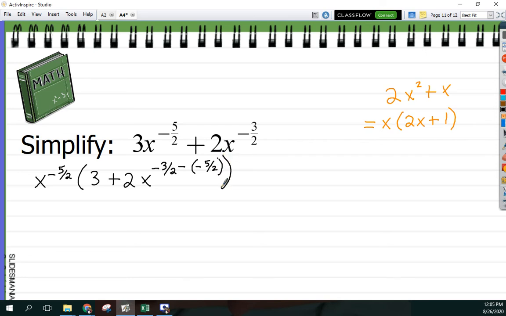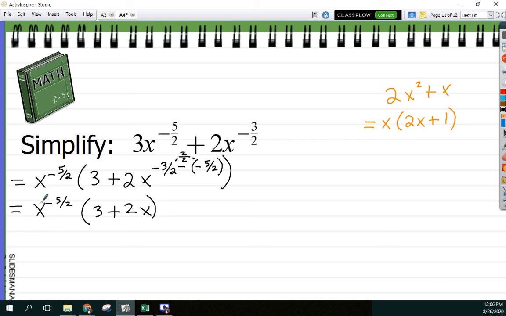But looking at that, notice negative 3/2 minus a negative 5/2. Well, that's going to become addition. So I would have negative 3/2 plus 5/2, which gives us a positive 2 divided by 2, which is just 1. So this just becomes x to the negative 5 halves times 3 plus 2x. And that looks a little bit nicer.